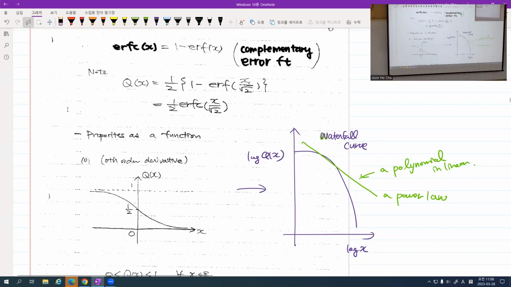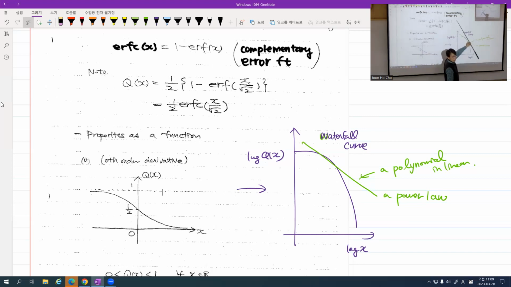And sometimes we have interest in the slope of this Q function, and also the second order derivative of this. And also, as I emphasized, sometimes we plot this Q function not on a linear axis, but on a log axis. And this plot in the log plane is very interesting, because if you plot this right side only, because negative x cannot be drawn in the log plane, right? So you draw, then you have a so-called waterfall curve.